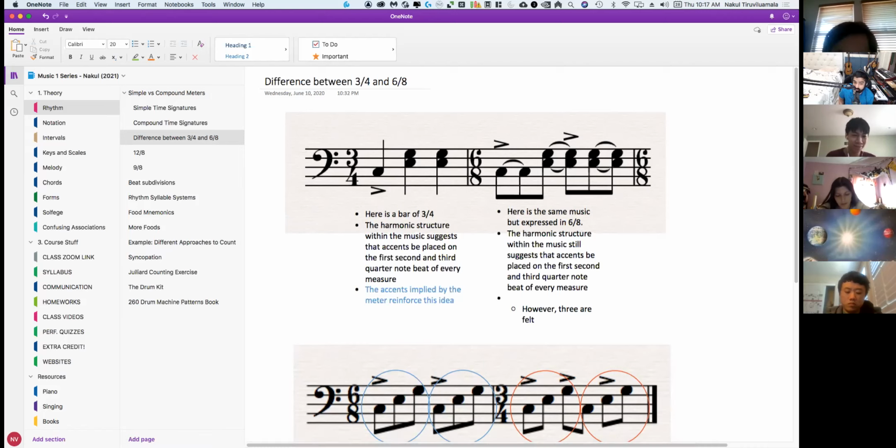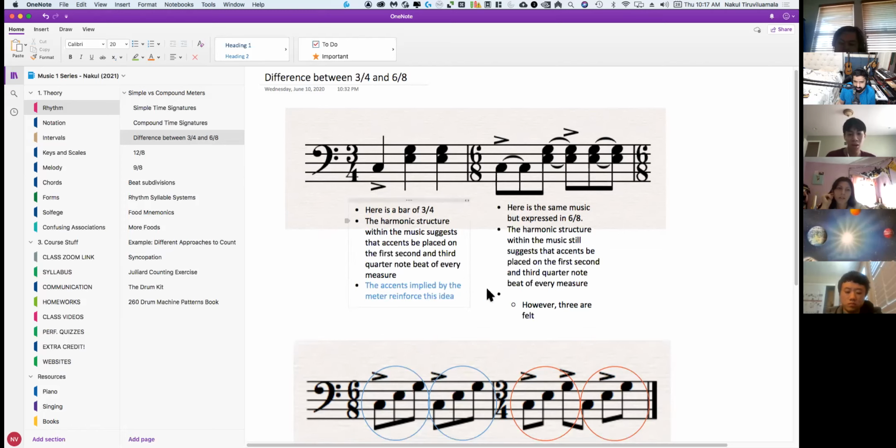3/4s can sometimes be thought of as 6/8, and 6/8s can also be thought of as 3/4 sometimes. But to me, when you see this, it's clearly like 1, 2, 3, 1, 2, 3, 1, 2, 3, right?